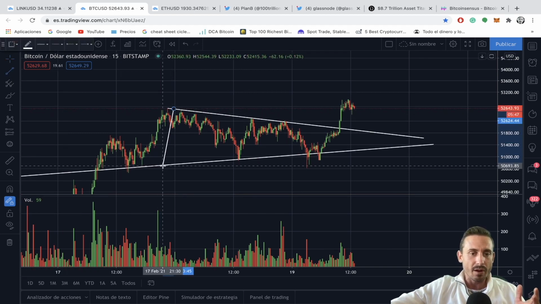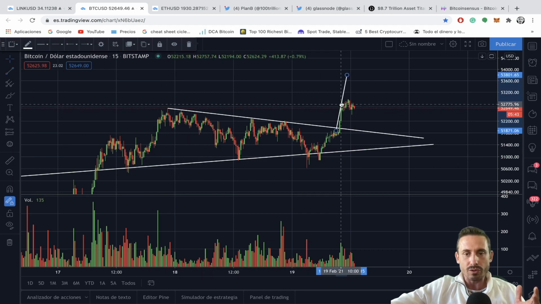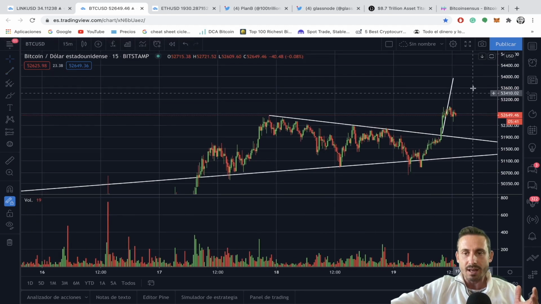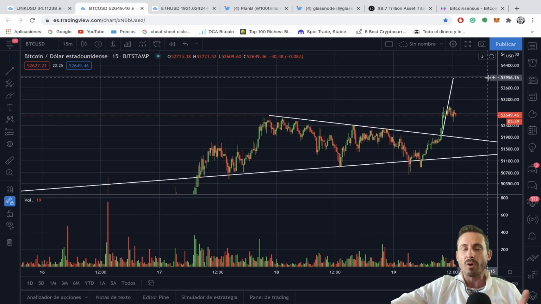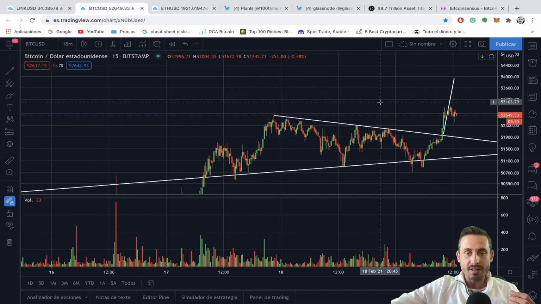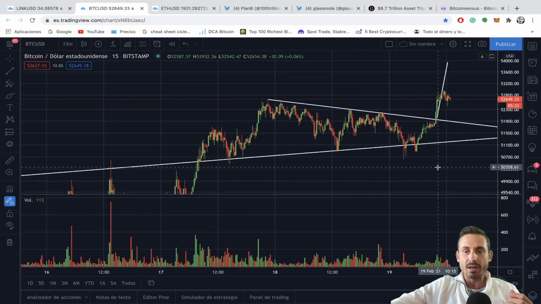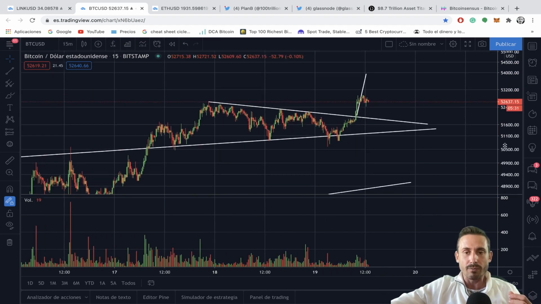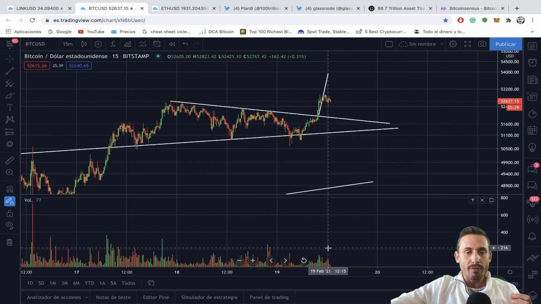The target would be from the back of the symmetrical triangle, from the resistance down to the support. From the breakout, as you can see, it would take us almost to the $54,000 range, which is expected from the breakout of the ascending wedge that we were talking about in the last few weeks. So here we need to see some volume also coming in from this breakout.